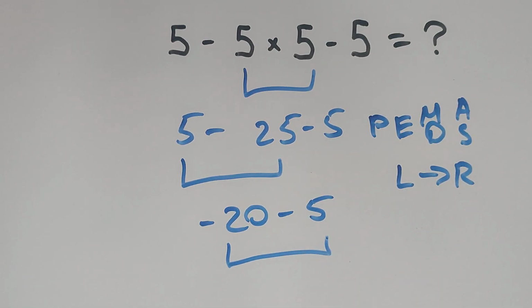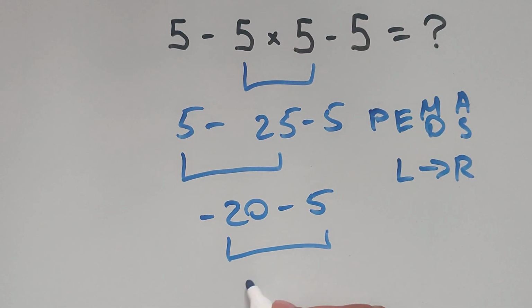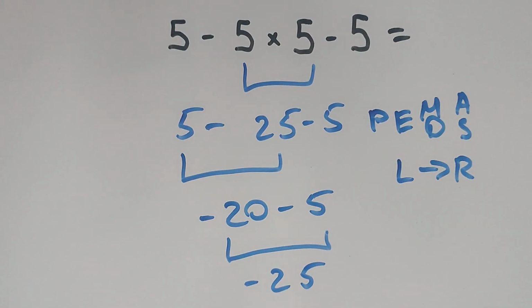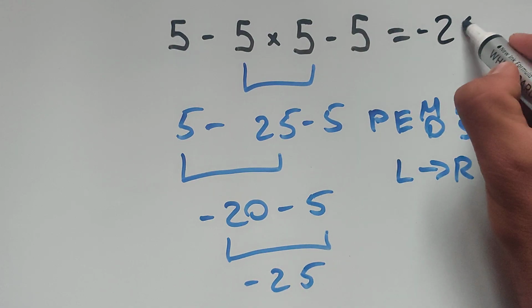Here, negative 20 minus 5 gives us negative 25. And this is our final and correct answer. We can write it here. And negative 25. That's all.